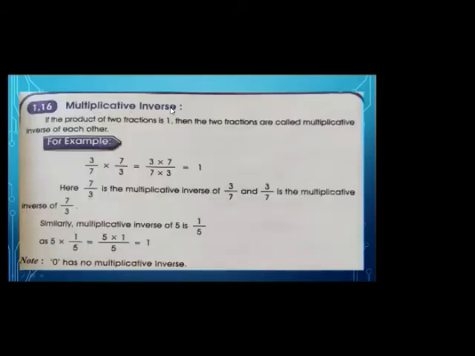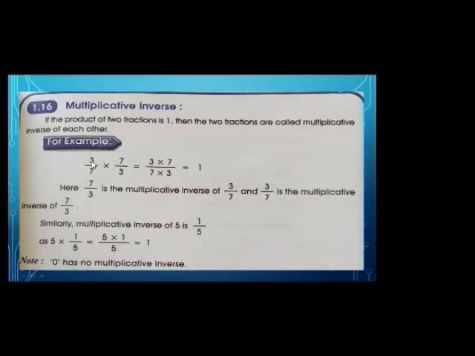Now the multiplicative inverse. If the product of two fractions is 1, then the two fractions are called multiplicative inverses of each other. It means if we multiply two fractions and the result is 1, then we say that the given two fractions are multiplicative inverses of each other. The example is 3 upon 7 multiplied by 7 upon 3. First of all, observe that this is 3 upon 7 and this is 7 upon 3, which means they are both inverses of each other.